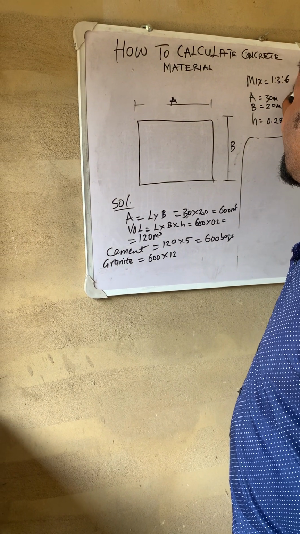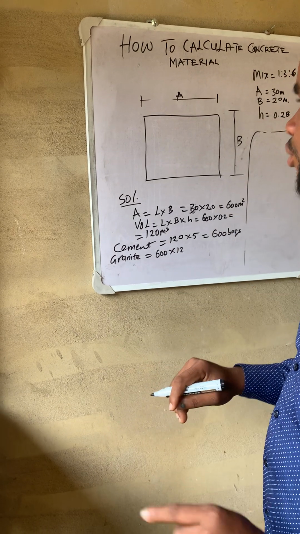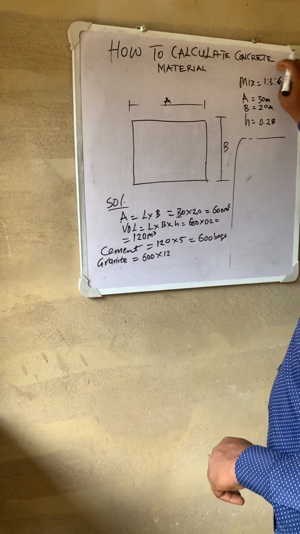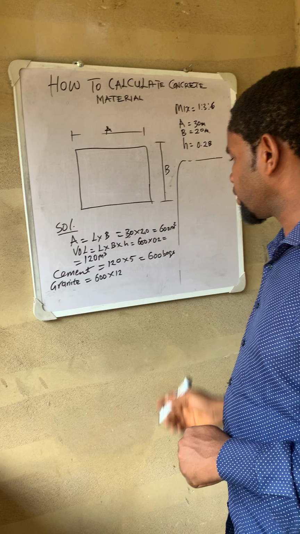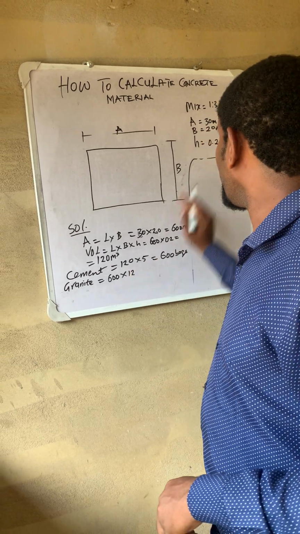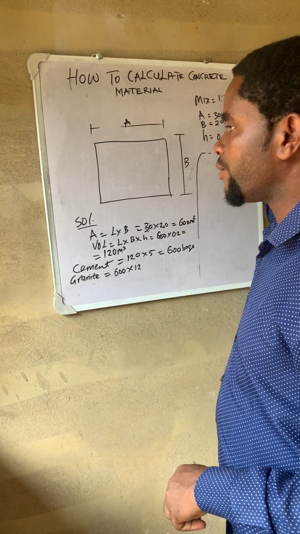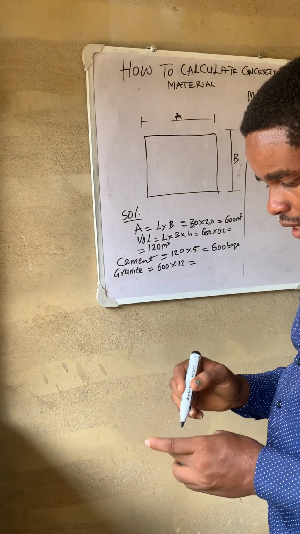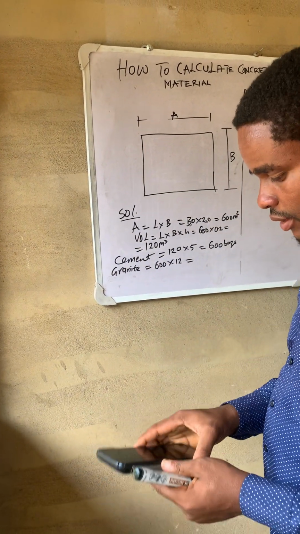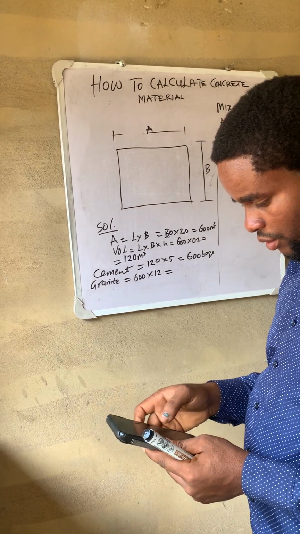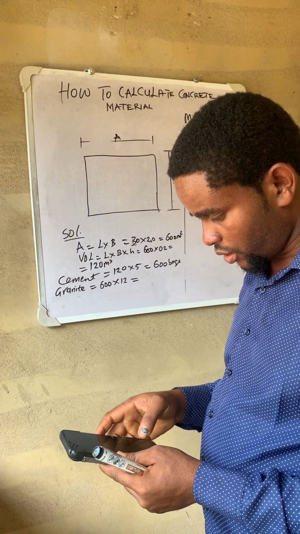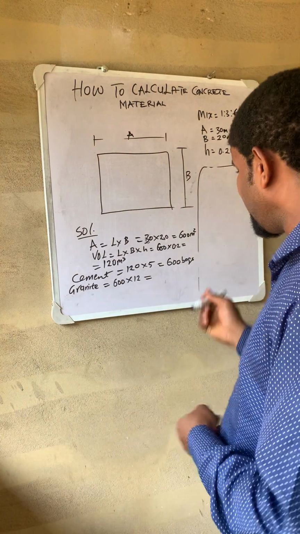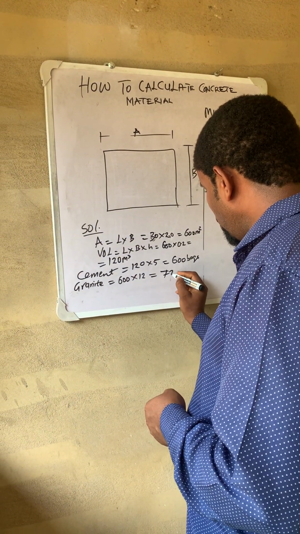So calculating in bags, if you follow my previous video, you see that I've explained what the ratio of 136 is. So this 6 is 12 head pan for 1 bag. So 600 multiplied by 12 should give us about 7,200. But let me use my calculator. 7,200 head pan.